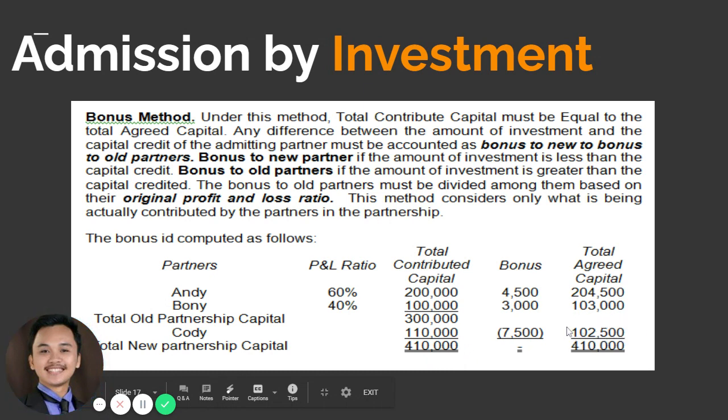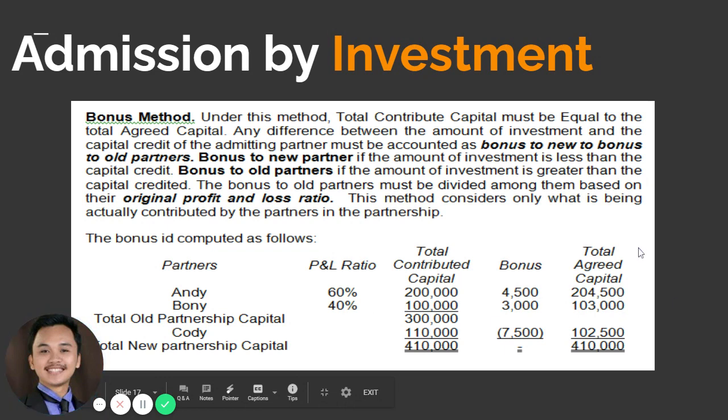So meaning, ang makredit lang sa iyang capital account is 102,500. Pero ang iyang gibayaran is 110,000. So that means na ay bonus nga 7,500 sa old partners. So again, that 7,500 will be divided by the old partners using their old profit and loss ratio. So 7,500 times 60%, so makadawat og bonus si Andy nga 4,500 and then si Bonnie makadawat og 3,000 nga bonus from 7,500 times 40%.